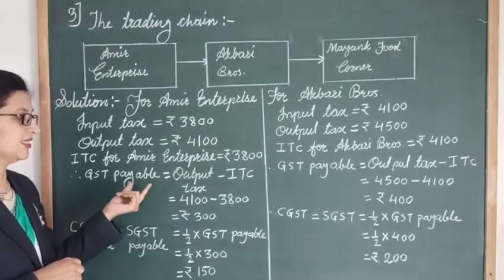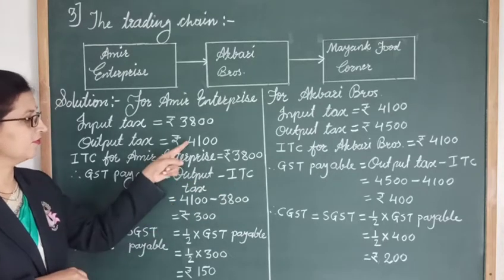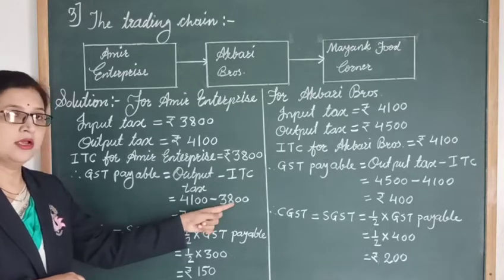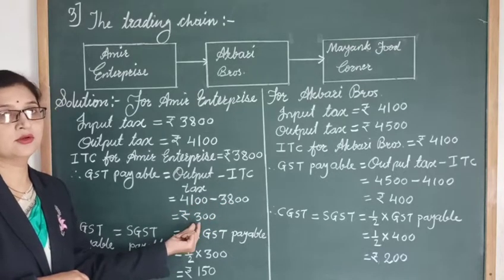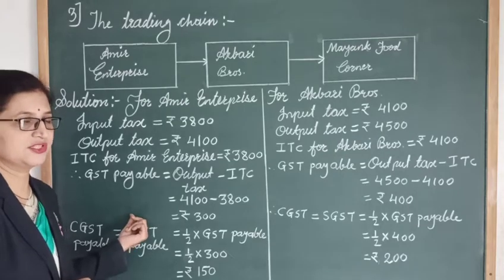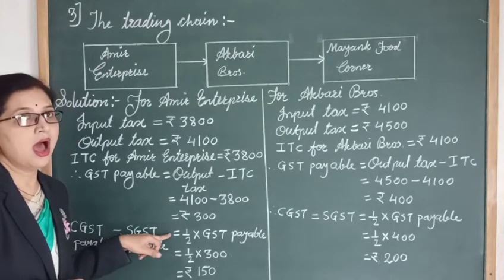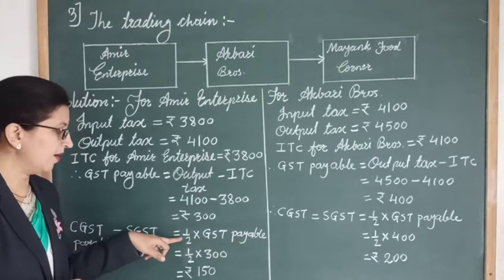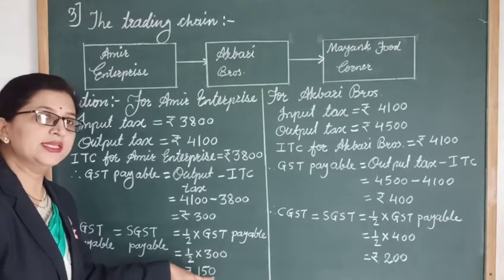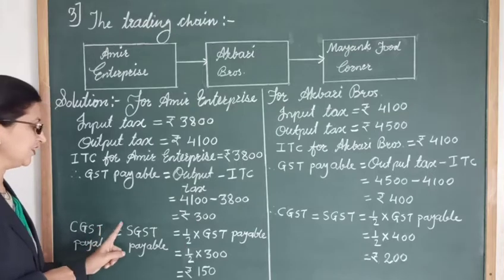Okay. Now let's find out the GST payable. GST payable is equal to output tax minus ITC. Output tax 4,100 rupees minus ITC, that is 3,800 rupees. Okay. So the difference between these values is rupees 300. Now we have to find out the CGST payable and SGST payable. So we know that CGST payable is equal to SGST payable, which is equal to half of GST payable. So half of 300 is 150 rupees. So in this way, the GST payable for Amir Enterprise is 300 rupees and CGST, SGST is 150 rupees.